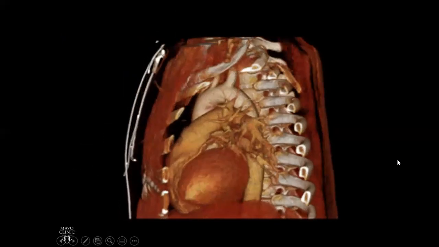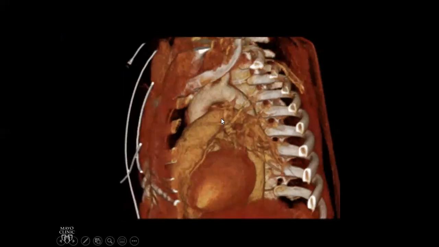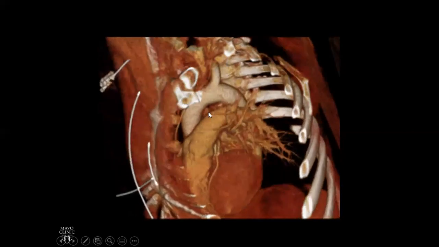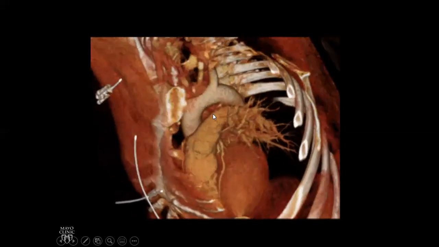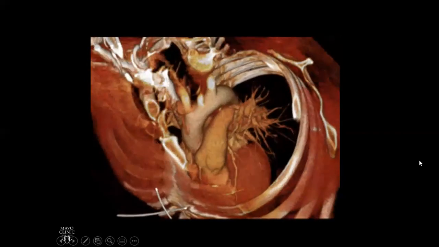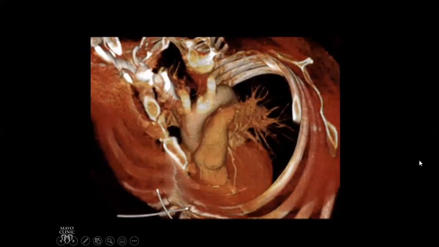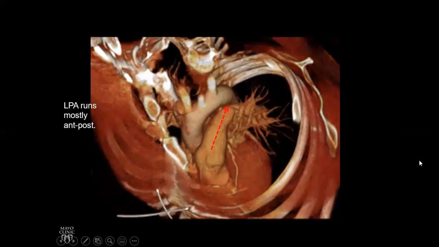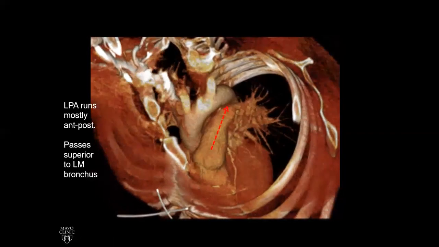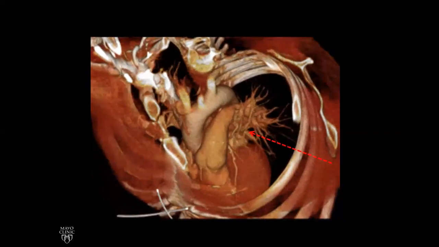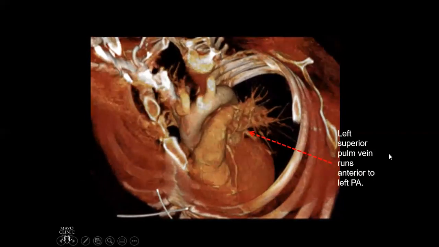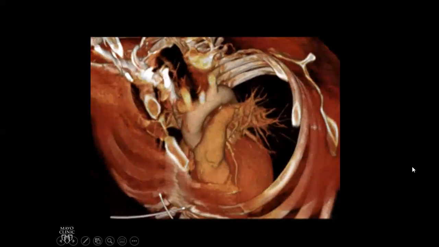If we tilt our point of view a little bit, it'll be a little clearer. Here's the aortic arch. Our right pulmonary artery is going to disappear under the aortic arch, and there's our left pulmonary artery. It also runs roughly parallel but inferior to the level of the aortic arch. Like that. It runs mostly in an anterior posterior direction, and it passes superior to the left main bronchus. And the left superior vein runs anterior. So this stuff here is the left superior pulmonary vein. And we're going to get into the pulmonary veins a little more later.